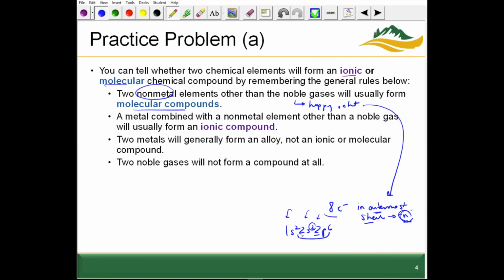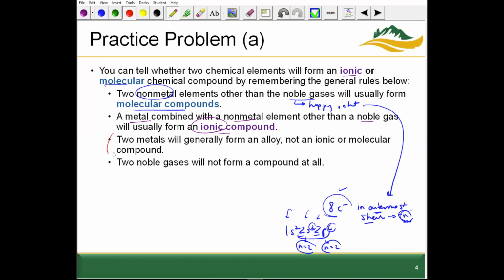Then 2 electrons in the 2s, still N equal to 2, and 6 electrons in the 2p, where N is also equal to 2. So in the outermost shell, the highest value for N, they have 8 electrons for a happy complete octet. Noble gases don't like to form compounds because they don't need to share their electrons. They're already in a happy complete octet on their own. A metal now combined with a non-metal other than a noble gas, we know those are normally ionic compounds. So 2 nonmetals, molecular, a metal and a nonmetal, ionic.